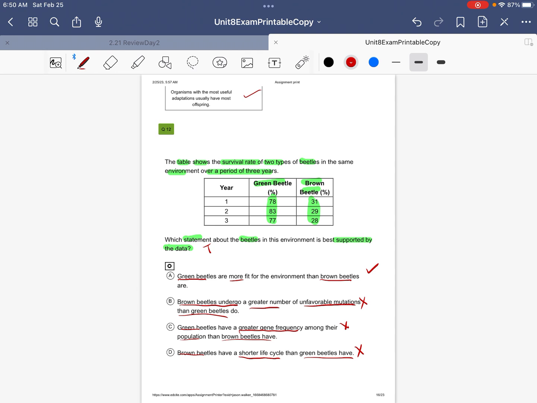So again, sometimes they expect you to know something you just don't know. So for B, C, and D, we do not have information. Our best answer was A. And it makes sense. To be fit means you're able to survive and reproduce, right? So we see that here. They're surviving at a greater number and they're reproducing. So your best answer was A.